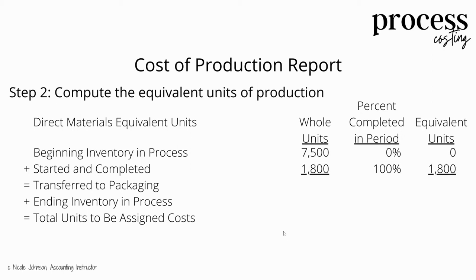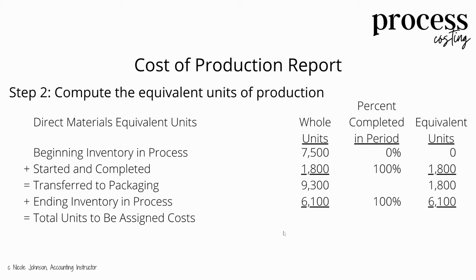Now let's look at what was started and completed. We have 1,800 whole units. These were 100% completed in the period with respect to direct materials because they add all the costs at the beginning. So the equivalent units for started and completed is 1,800. So whole units transferred to packaging was 9,300, but equivalent units transferred to packaging is 1,800.